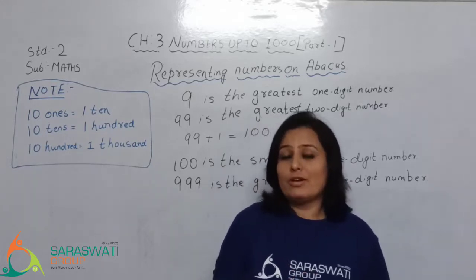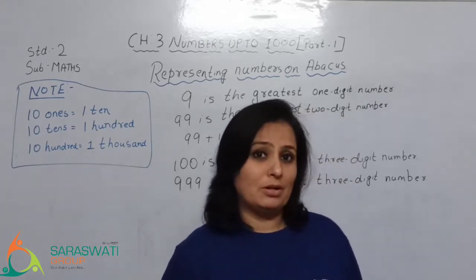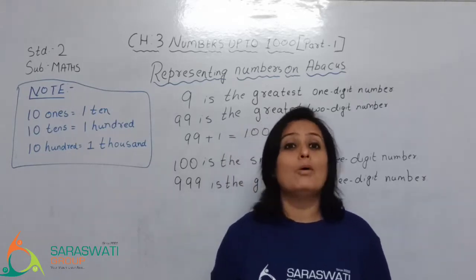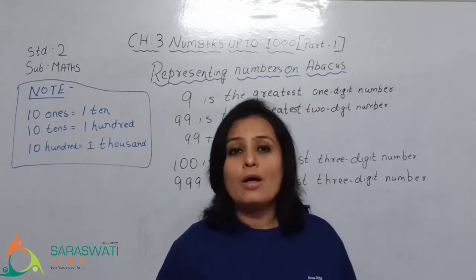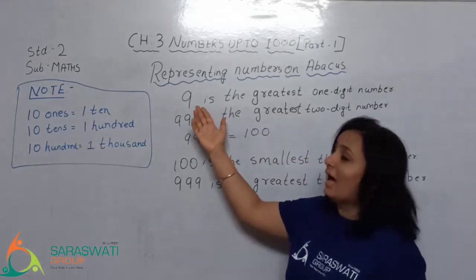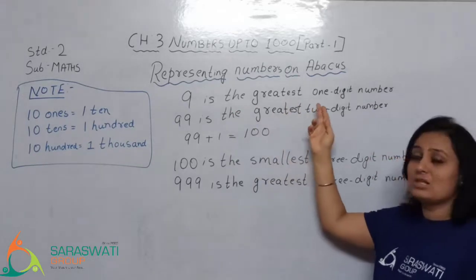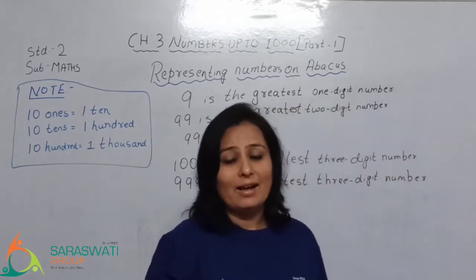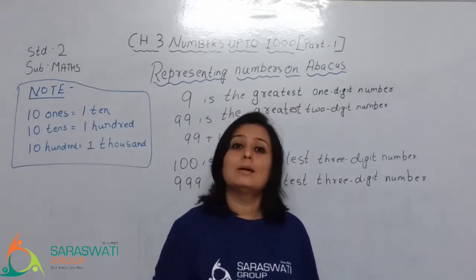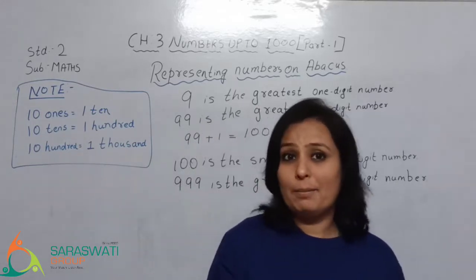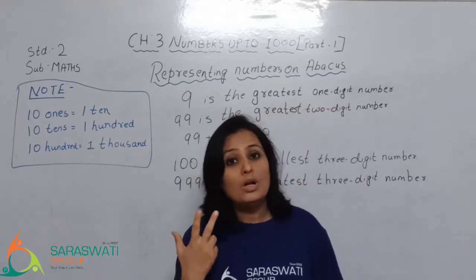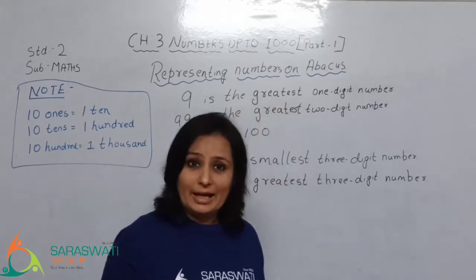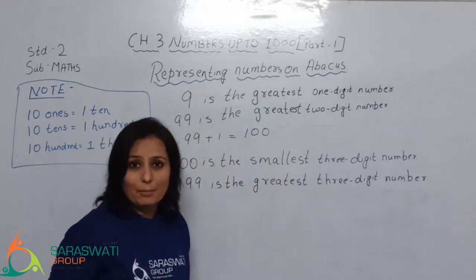Okay, children, now before starting the chapter, I would like to give you some basic information about numbers. You know that 9 is the greatest one digit number. You already know that, right? कि 9 है वो 1 डिजिट नंबर में सबसे बड़ा है. क्यों? क्योंकि 9 के बाद 10 आता है और 10 2 डिजिट नंबर हो जाता है. तो 9 क्या हुआ? It is the greatest 1 digit number.